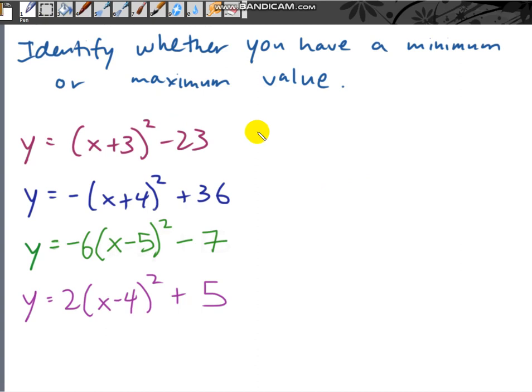All right, so what I figured is I might as well summarize some of the things that we went over. So let's say I asked you to identify whether you have a minimum or maximum value just by inspection. Okay, so the easiest way to do this is just look at the sign in front here.